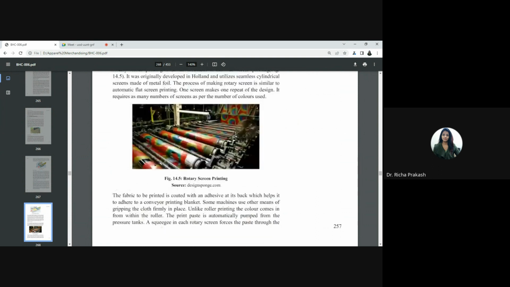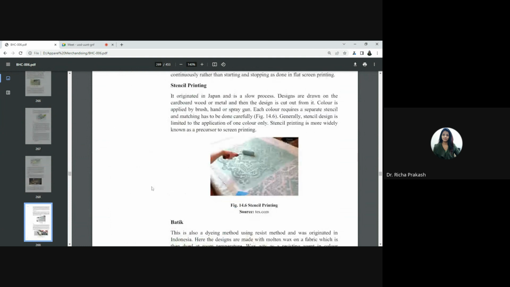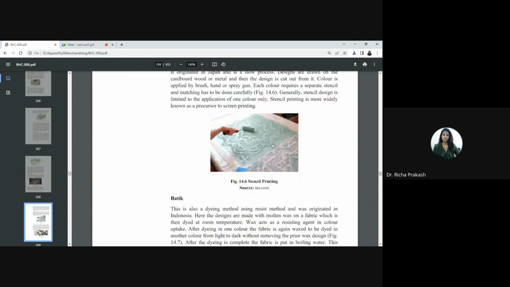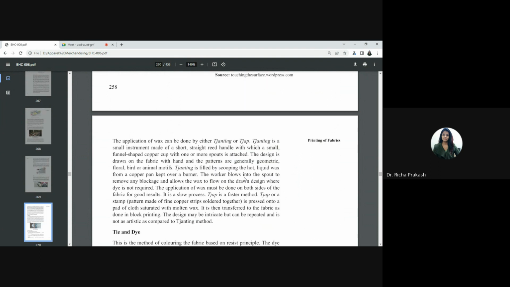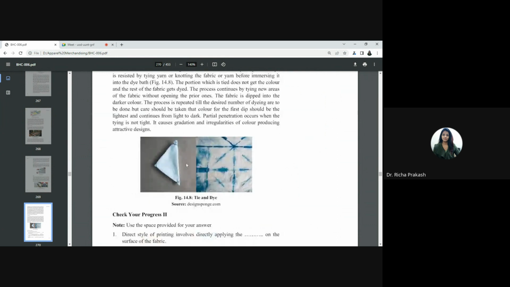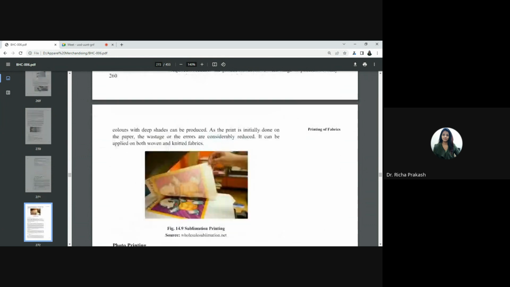So we have different types of printing. Please go through stencil printing. We all must have done it, in fact, I'm sure we all must have done it as kids. Batik, as I said, so this wax in molten form is put on top of the design. It is dyed, and then the wax is removed, so the design remains in white color, whatever the base color is, and the rest of the fabric gets dyed. Then tie and dye, again tying, and then it comes out like this.